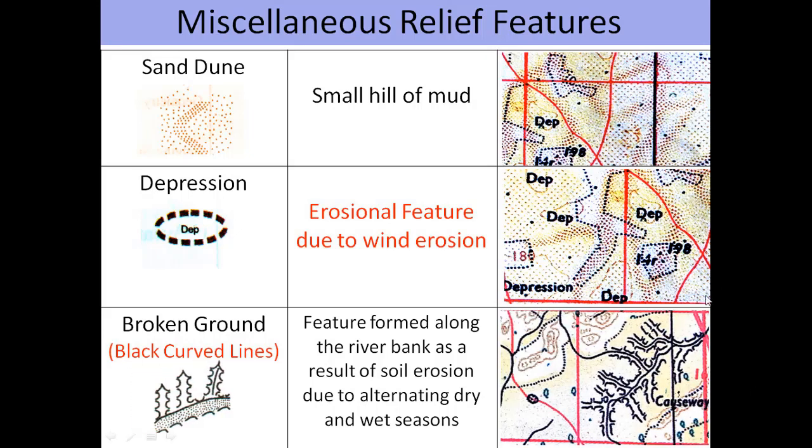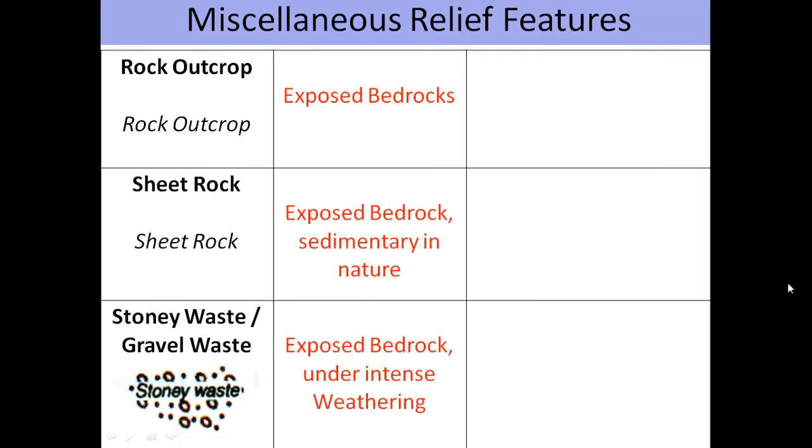Next relief feature is broken ground. As you can see, along the streams, black curved lines are drawn. You can see the map extract also. These black lines are the streams, and along the streams these black curved lines are drawn. These are basically formed due to excessive erosion. Suddenly, during the monsoon or in a dry spell, when the water erodes the banks of the river, the ground appears broken.